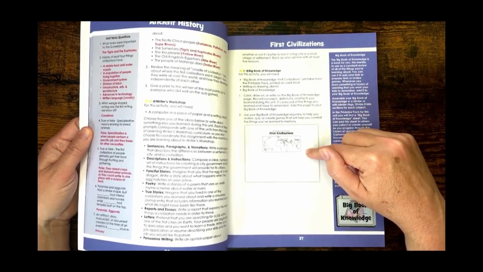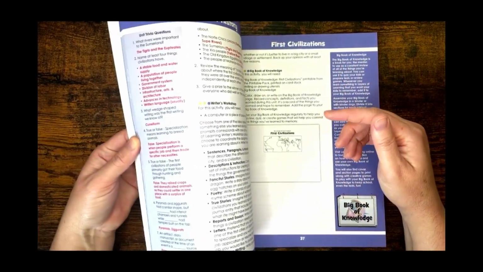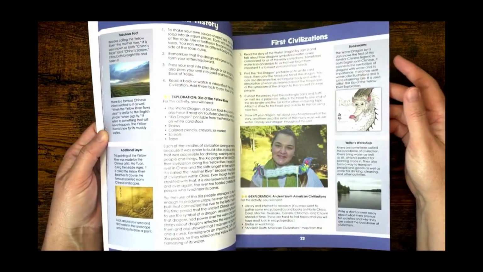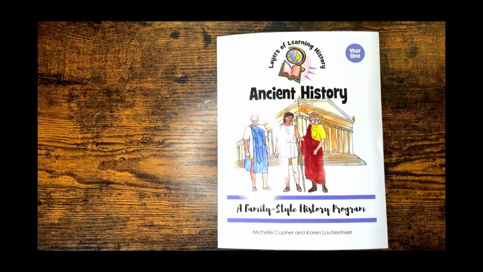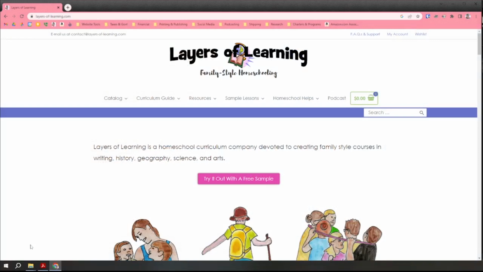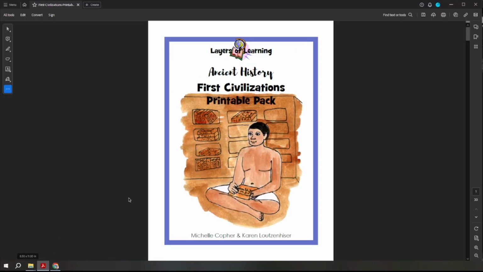Now, this Big Book of Knowledge and a lot of other places in this unit, you will find that there are printables referred to. And so the printables are in a printable pack. This is the printable pack for ancient history. Every unit has its own printable pack. And when you buy the course or an individual unit, the printable pack comes with it. It's included in the price.